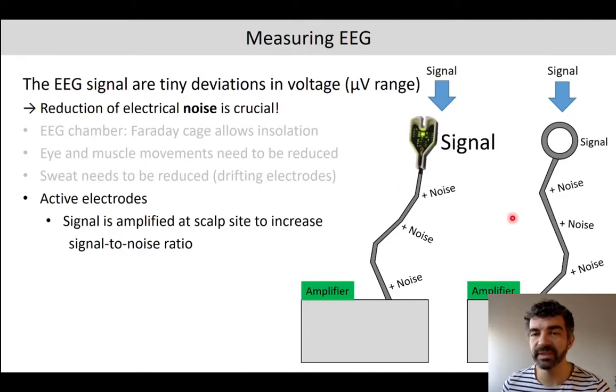So this means that there's added noise, and what you will observe is then, if we're looking at the amplifier level, you have a large signal and some noise that is added here, but in total you have better signal to noise ratio than here, because no matter how you amplify the signal, you also amplify the noise that was added on the way to the amplifier.